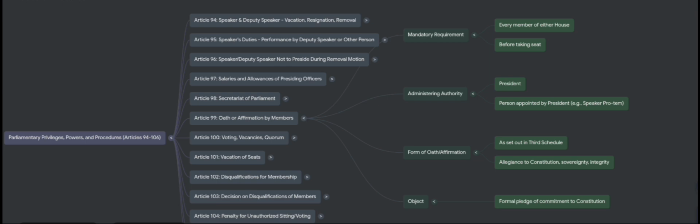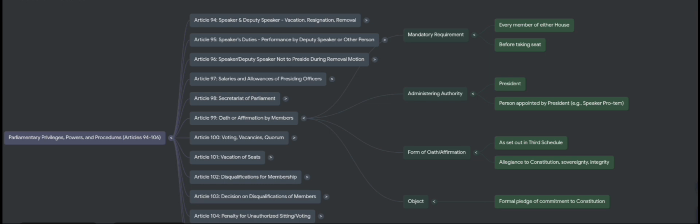The form is explicitly set out in the third schedule of the Constitution. It's not left to chance. It's a pledge of true faith and allegiance to the Constitution of India, a promise to uphold the sovereignty and integrity of India, and a commitment to faithfully discharge the duties of their office. It's a direct constitutional commitment to the nation's foundational document and its core values, placing the Constitution above all other loyalties. It's not merely a ritual, but a binding legal and ethical promise they make.